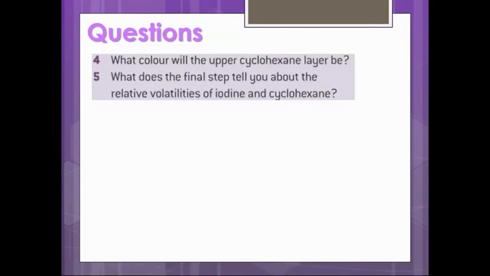Question four. What did we have for question four? What colour will the upper cyclohexane layer be? Well, cyclohexane is an organic layer. What colour is iodine in an organic layer? The violet purpley colour. And what does the final step tell you about the relative volatilities of iodine and cyclohexane?